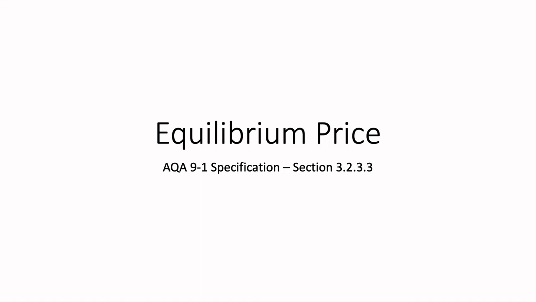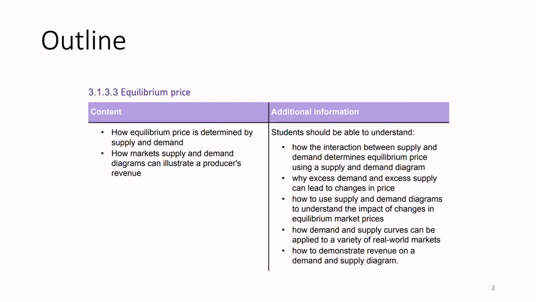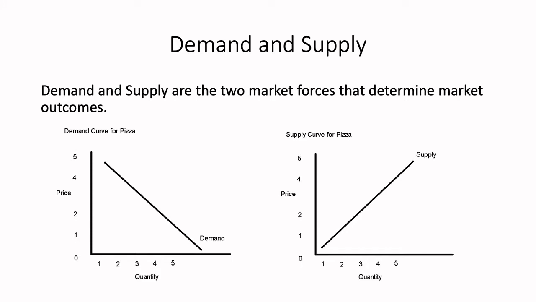In this video, we're going to be looking at equilibrium price. This video is going to put together what we've learnt from the videos on supply and demand. Specifically, we're going to be looking at how the interaction between these two market forces determines equilibrium prices. In previous videos, we've tackled market demand and market supply separately. But obviously, markets only work through interactions between supply and demand, and this is the topic of this video.